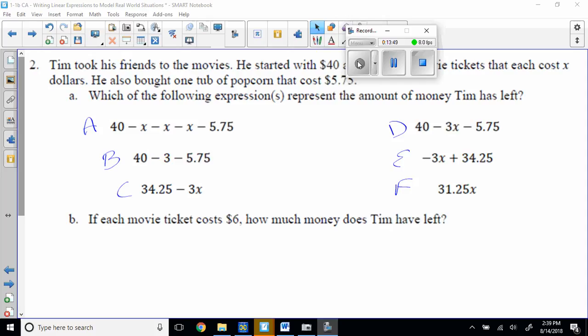Okay, ladies and gentlemen, let's talk about the situation Tim has put us in. How many of you agree or disagree? Is A a choice? Yes or no?